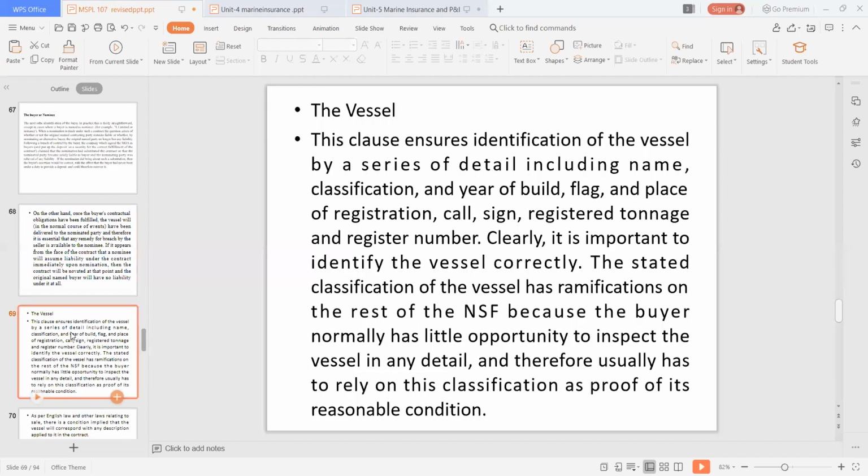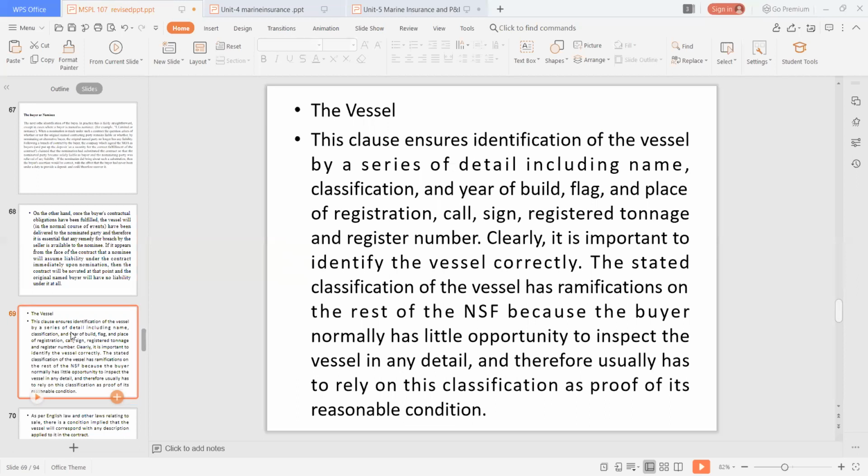Next one is the vessel. This clause ensures identification of the vessel by a series of details, including name, classification, year of build, flag and place of registration, call sign, registered tonnage, and registered number. This should be incorporated for the vessel. Clearly, it is important to identify the vessel correctly, so these details become mandatory.